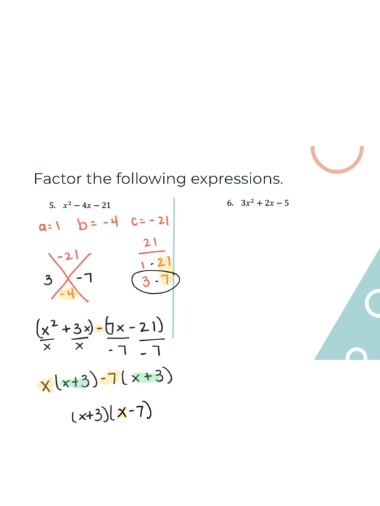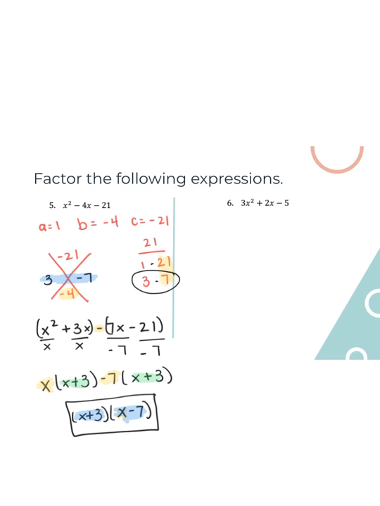Okay, and then I'm going to look. Did I take a greatest common factor, or GCF, out at the beginning? Nope. So this one is going to be just like that. And if you look, this follows suit with what I was saying before. So I had a 3 and a negative 7, and I ended up with x plus 3 and x minus 7. So you could have taken the shortcut with that one.